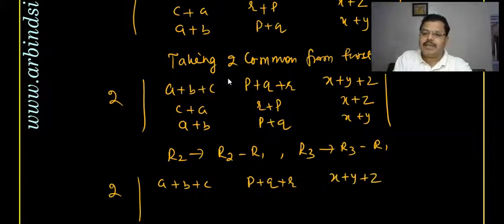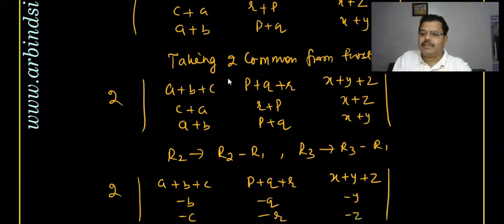C minus A minus A plus B plus C is minus B, and here minus C. Similarly, R plus P, if I subtract, then here it will be minus Q, and P plus Q, then minus R. Here what will happen? X and Z cancel, so minus Y, and X and Y cancel, then minus Z.